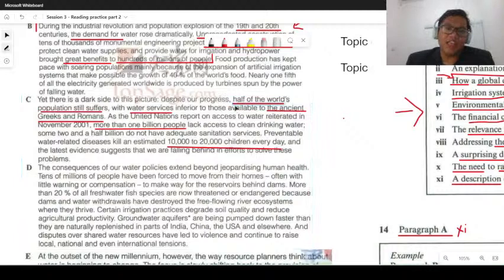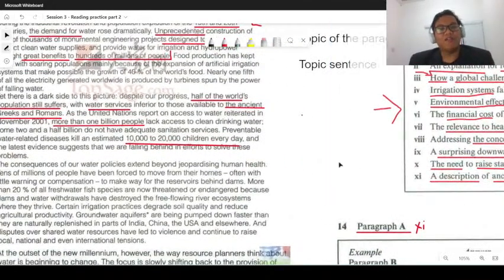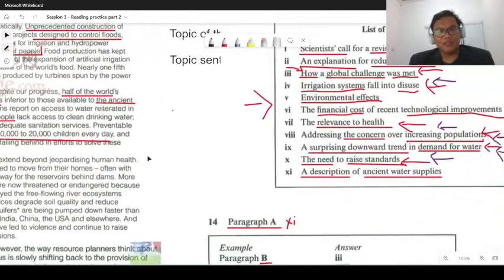Despite our progress, half of the world's population still suffers with water services inferior to those available to the ancient Greeks and Romans. As the United Nations report on access to water reiterated in November 2001, more than 1 billion people lack access to clean drinking water. Some 2.5 billion do not have adequate sanitation service. So this is a lack of service, not a lack of demand. So this is purely a lack of service or a lack of access to clean water.